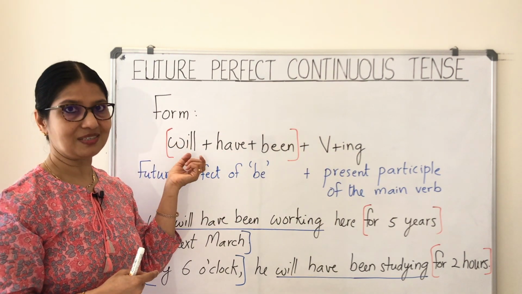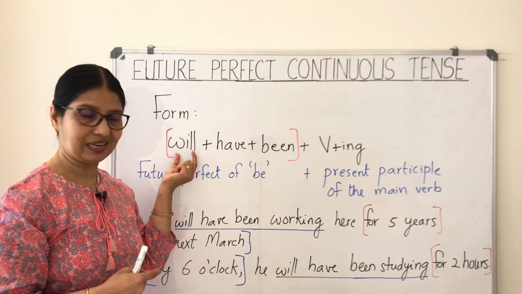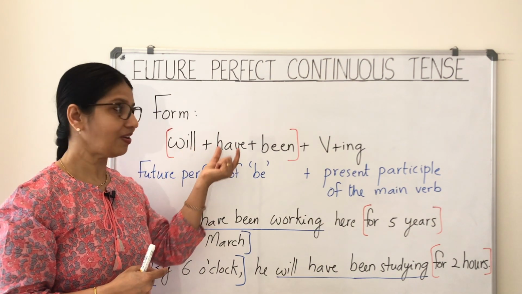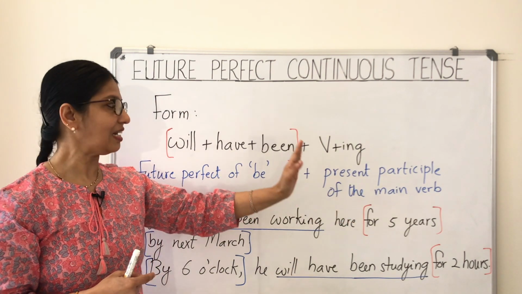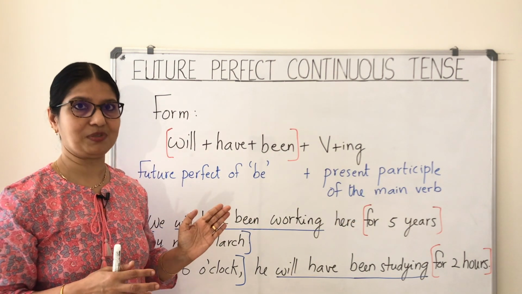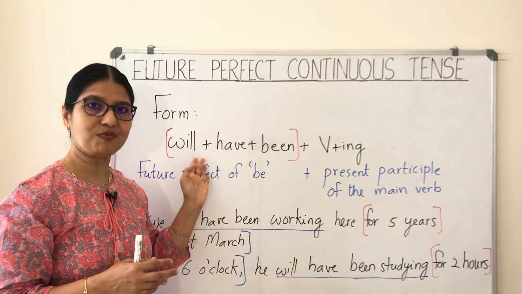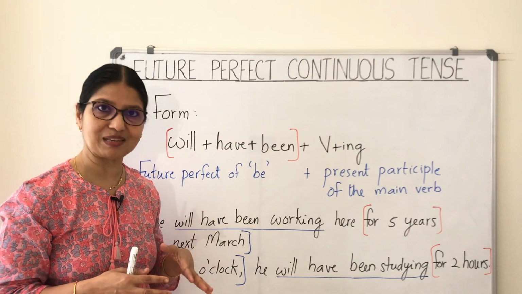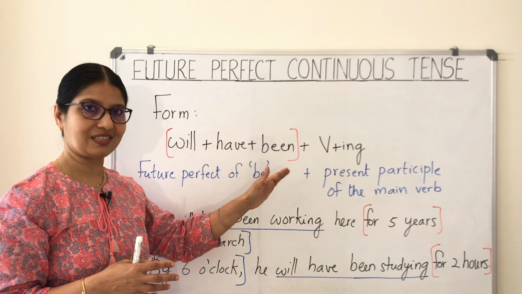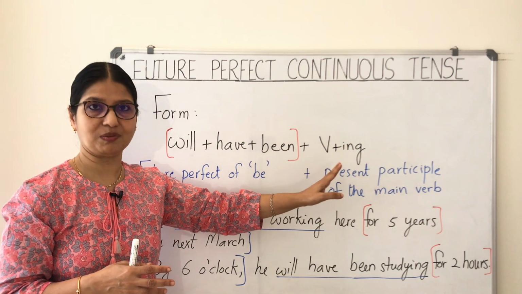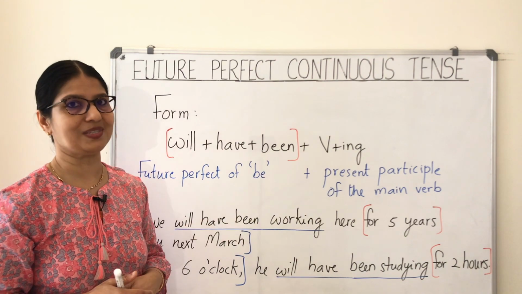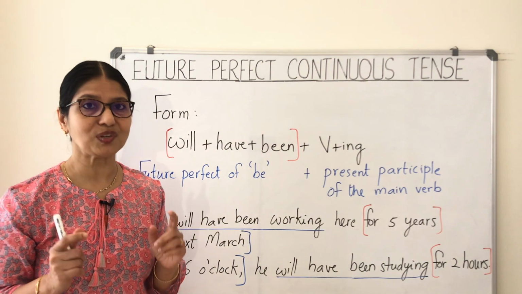So that means here we have the modal auxiliary will plus have plus been and the ing form of the main verb. And these three are invariables. That means whether you use it with a singular or a plural subject, these won't change. These are fixed. So you just have to use the ing form of the verb, whichever verb you are using. But there's something you have to keep in mind.